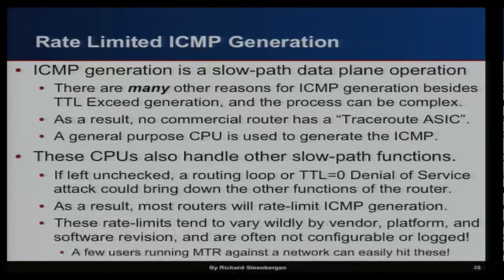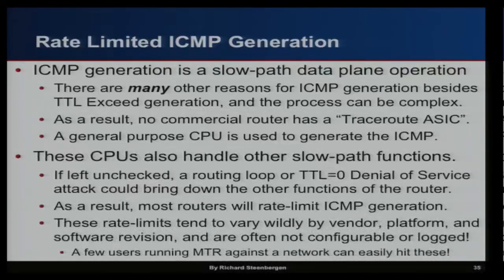So you've got a general purpose CPU that's generating ICMP as a non-critical function, and the routers typically have two choices. You can either process all the ICMP as best you can until it takes down your other services, which is bad, or you can rate limit them and try not to take down those services, but affect traceroute.